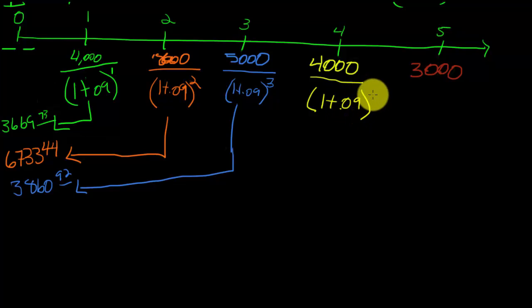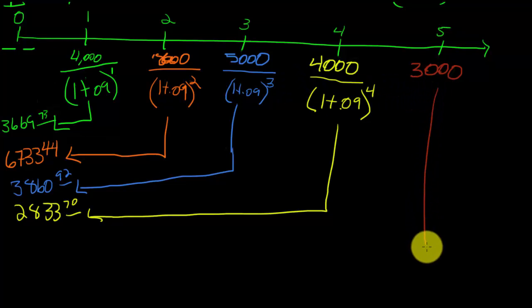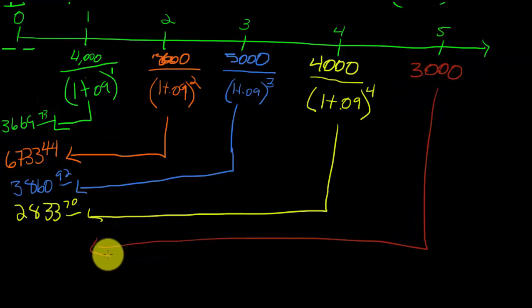So again, I divide by my time value modification, and it's 4 years out. So I bring it down and across 4 years. And this, in the fourth year, is 2,833.70. And finally, I do my fifth year, which looks like this. It's a long time coming back. So it's going to be 1,949.79.